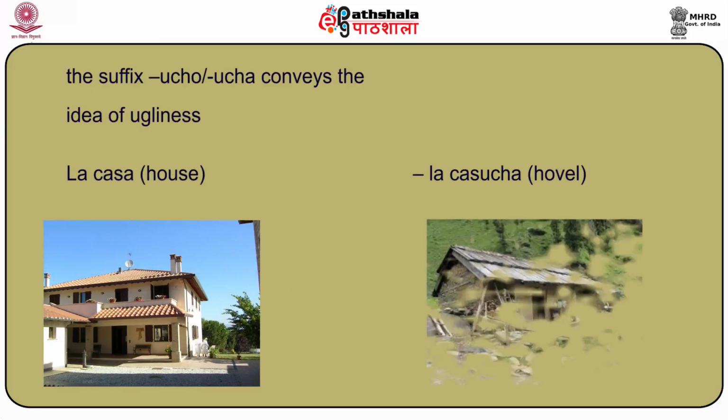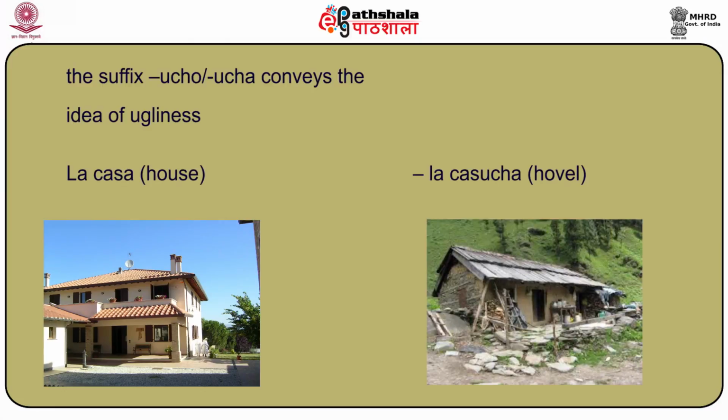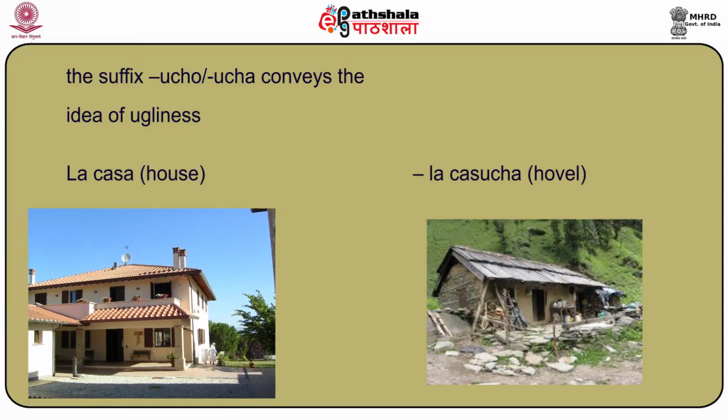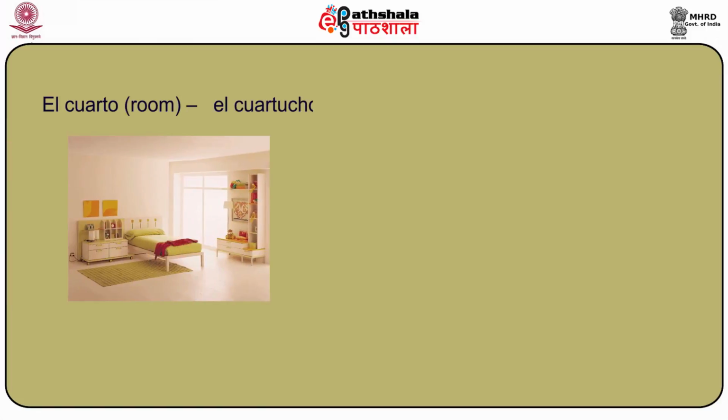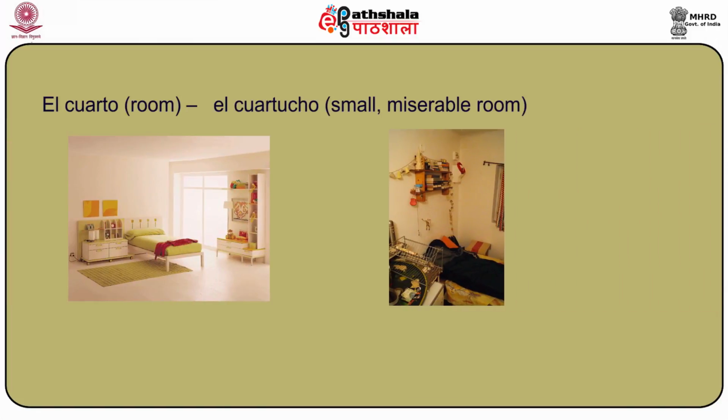So, the suffix ucho or ucha conveys the idea of ugliness. This ito, ita is the positiveness, and the ucho or ucha conveys the idea of ugliness. La casa, house. La casucha, hovel. El cuarto, room. El cuartucho, small miserable room. So just by saying casucha, it becomes a hovel, or cuartucho, it becomes a small miserable room. So by just putting the suffix ucho or ucha, you can make it into a positive or a negative.